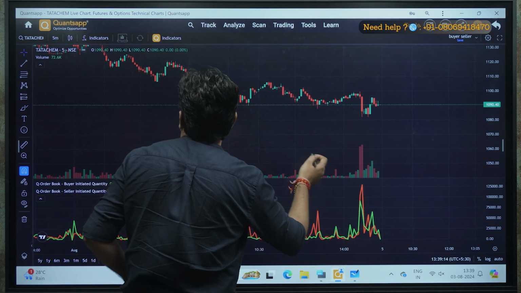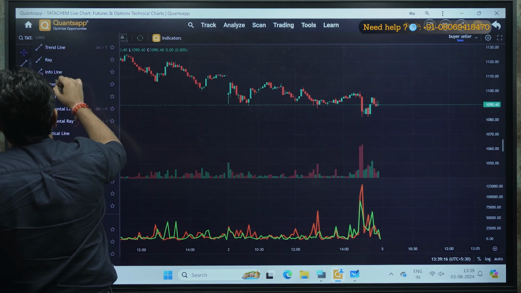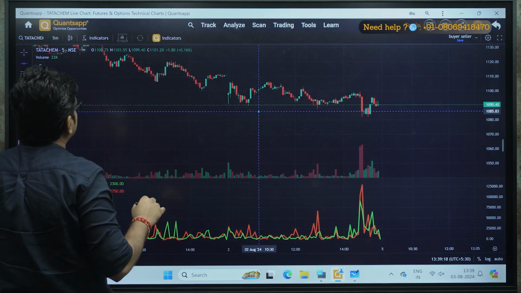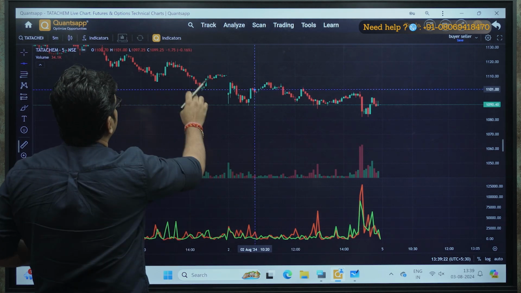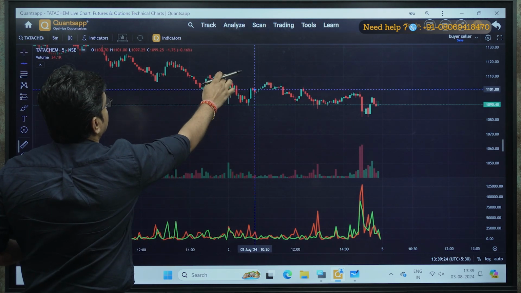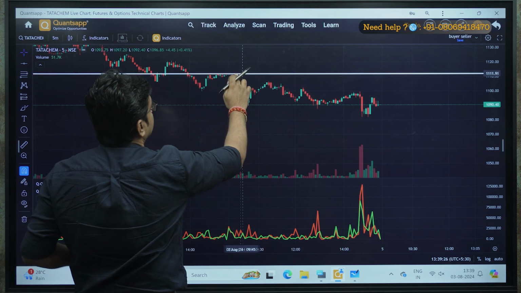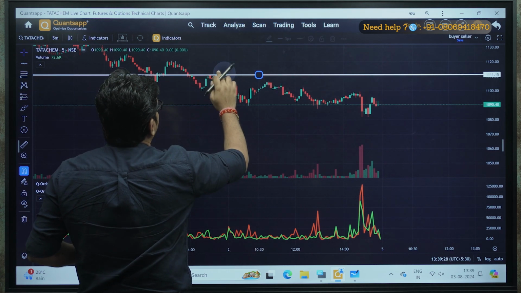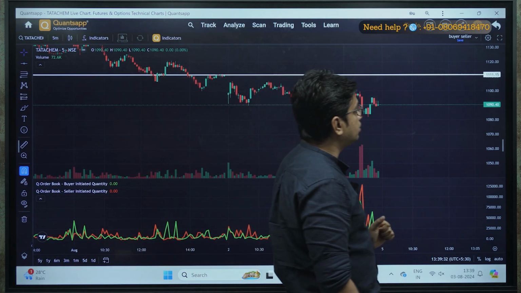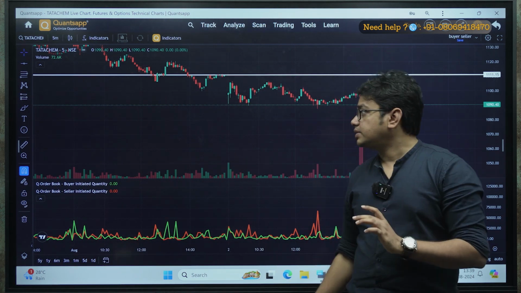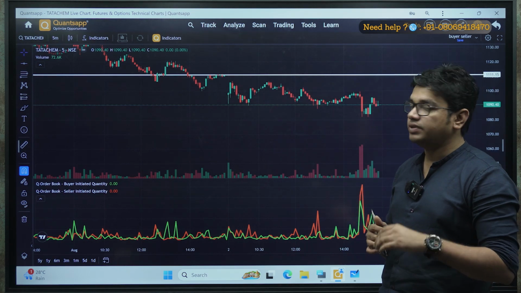So what I'll do here, I'll mark the support and resistance, or I'll mark the latest trend. Here you can see this was the closing price. This was the closing price. I have to wait. It was the closing price, and sometimes I look for the lowest point of yesterday also.